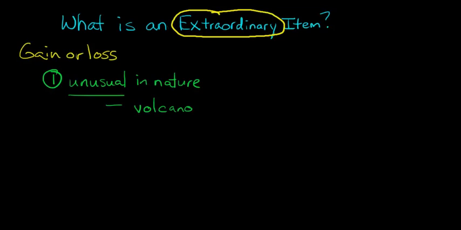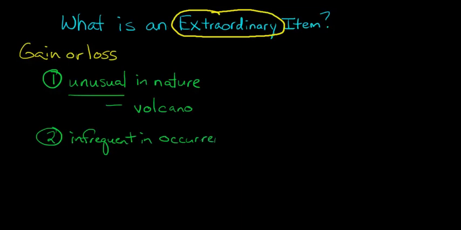But it has to not just be an unusual event. It also has to have the second property, which is that it has to be infrequent in occurrence. So infrequent in occurrence is key. Now we have to have both. Okay, now here's the reason.